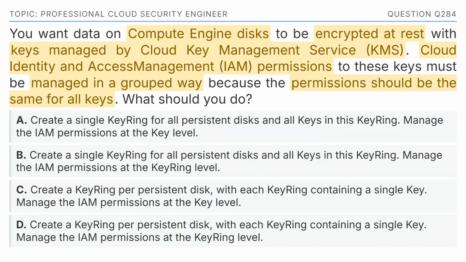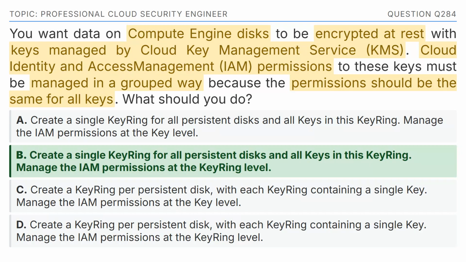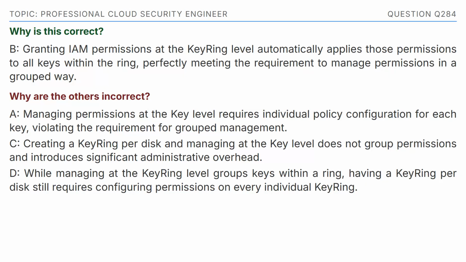To arrive at the correct answer, we focus on the keywords: compute engine disks, encrypted at rest, keys managed by Cloud Key Management Service, KMS, Cloud Identity and Access Management, IAM, permissions, managed in a grouped way. Permissions should be the same for all keys. The correct answer is option B, create a single keyring for all persistent disks and all keys in this keyring. Manage the IAM permissions at the keyring level. Why is this correct? B. Granting IAM permissions at the keyring level automatically applies those permissions to all keys within the ring, perfectly meeting the requirement to manage permissions in a grouped way.